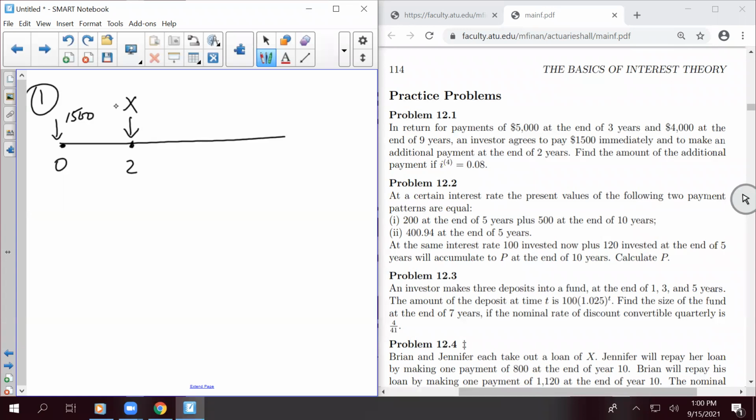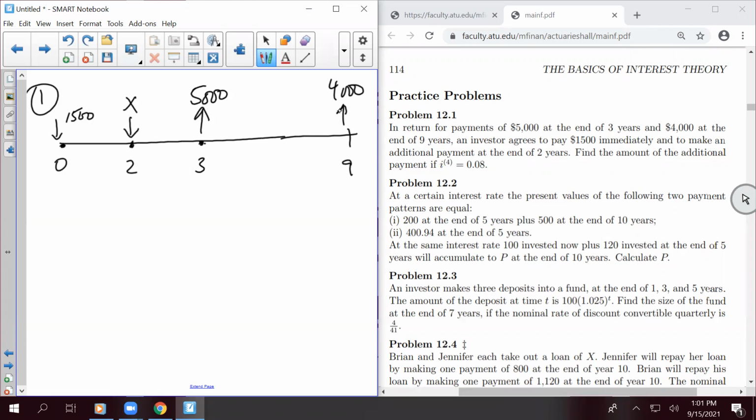So these are the two payments that the investor makes, and in return, the investor gets 5,000 at the end of 3 years. So let's mark this with the arrow going in the other direction. And also gets 4,000 at the end of 9 years. So this is what the investor is giving, 1500 now and X in 2 years. And as a result, he gets 5,000 in 3 years and 4,000 in 9 years. And we have to find X.